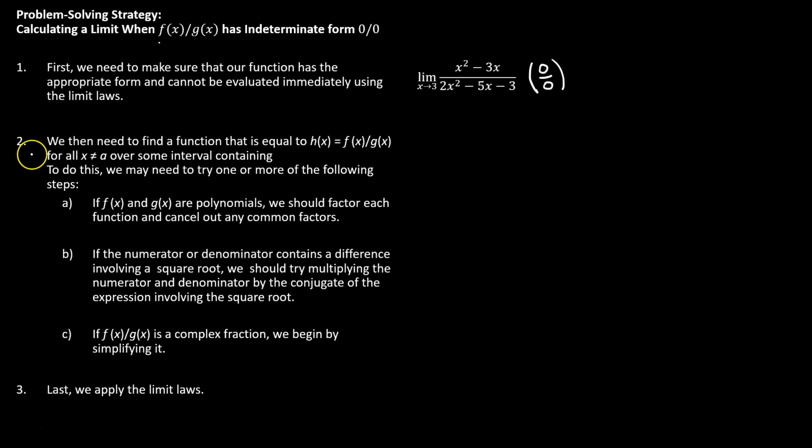So to find our function, we have 3 tips. Tip A, tip B, tip C. The first one says that if f and g are polynomials, meaning we have a rational function, our numerator is a polynomial, our denominator is a polynomial, then we should factor each function and cancel out any common factors. So looking at our function, we certainly do have a polynomial on top and a polynomial on bottom, so let's factor them completely and see what we can simplify.